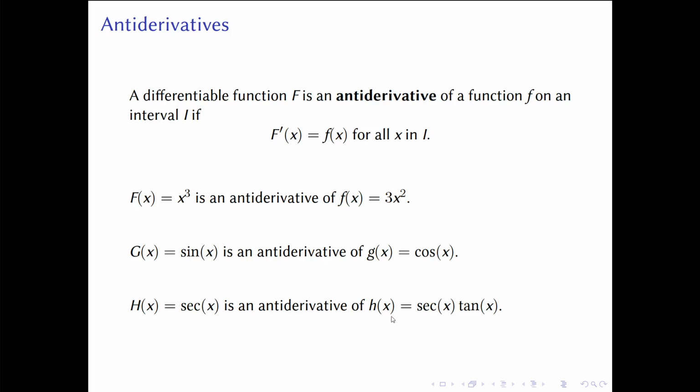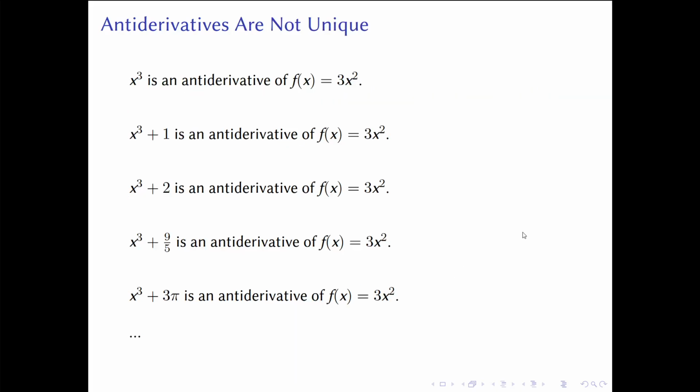Let's say we had the function secant x times tan x, and we want to find an antiderivative of that. It would be secant x, one of the antiderivatives, because the derivative of secant x is secant x times tan x. So again, sort of the reverse of the derivative, and that makes sense why they call it the antiderivative. All right, one thing to get used to is that antiderivatives are not unique.